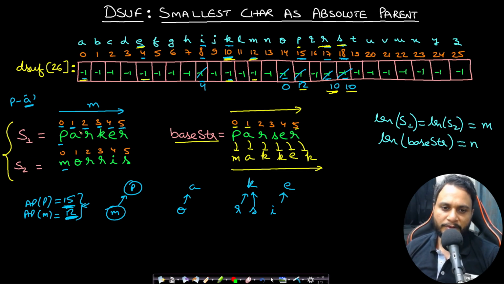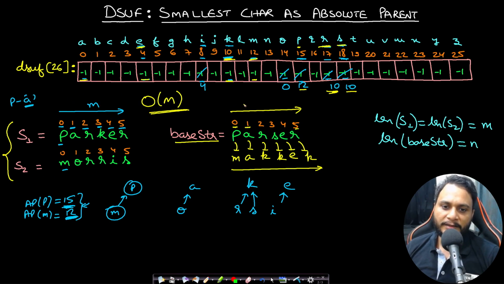So in this entire process, we had to parse through string S1 and S2 exactly one time, and that is going to be order of M. But we are also applying find on it, and the find is equal to the inverse Ackermann function. So here I will be assuming order of 1 for that. So order of M entirely to make the disjoint set.